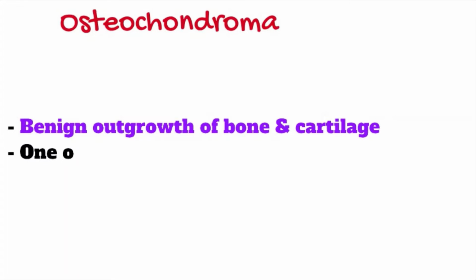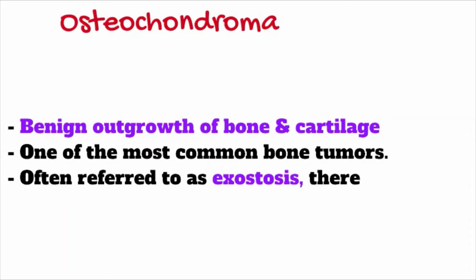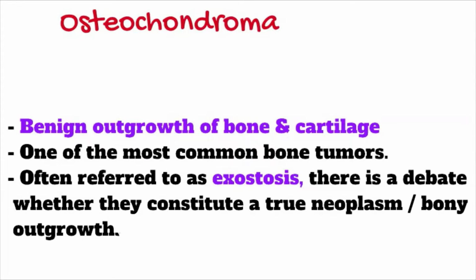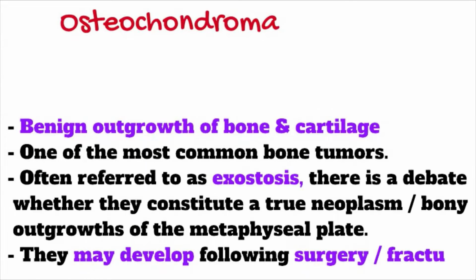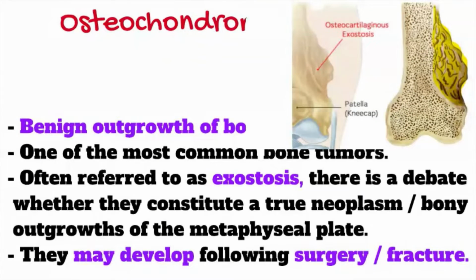For osteochondroma, it is a benign outgrowth of bone and cartilage and is one of the most common bone tumors. Often referred to as exostosis, there is a debate whether they constitute a true neoplasm or a bony outgrowth of the metaphyseal plate. They may develop following a surgery or fracture.